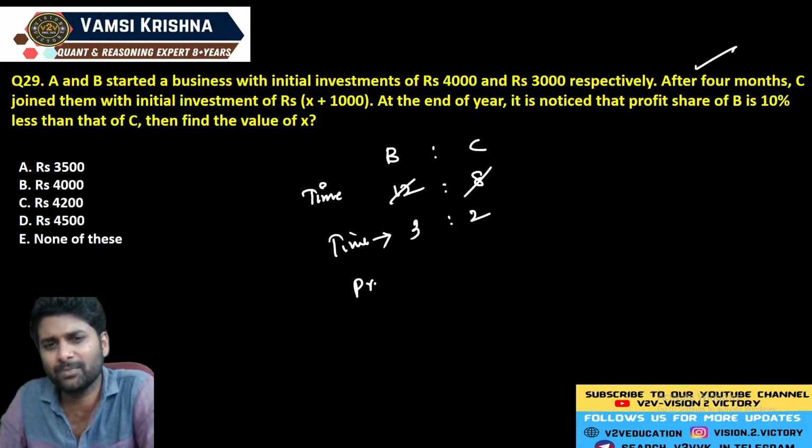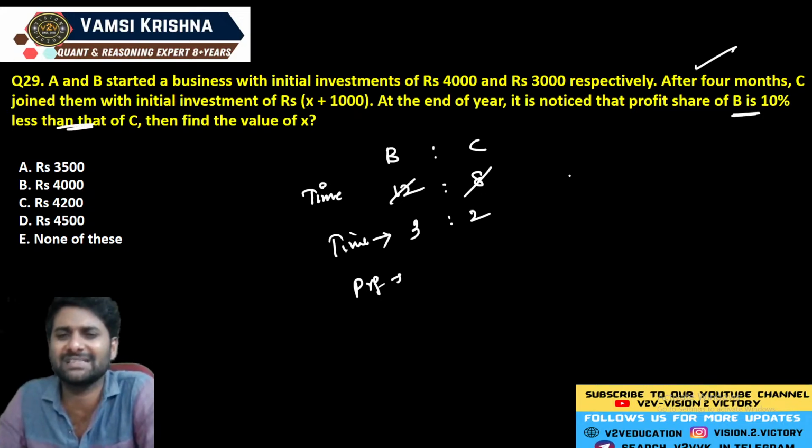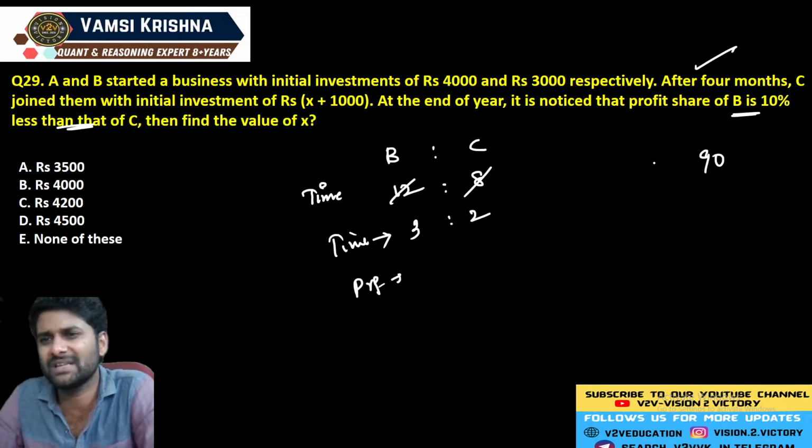Now they clearly mention the profit ratio. B's profit is 10% less than C. If C is equal to 100, B is 90.